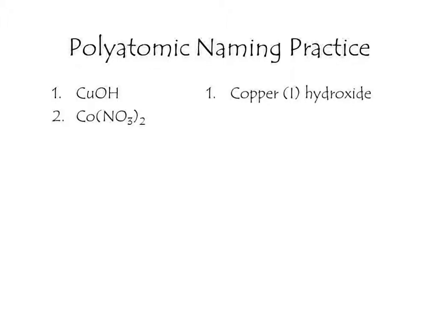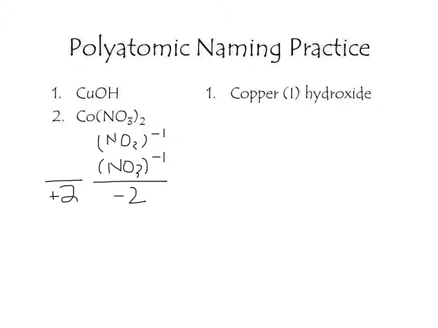Here's a second example. Let's go ahead and look at cobalt. Again, cobalt is a transition metal, so we have to go ahead and figure out the charge of cobalt by looking at NO3. NO3 has an overall charge of -1, and there's 2 NO3s, so that means that we have to have an overall charge of -2. The cation has to have an overall charge of +2. There is only one cobalt, so the charge on the one cobalt should be +2. Therefore, when we write this, you have to have cobalt 2 and the name of your polyatomic ion, nitrate.